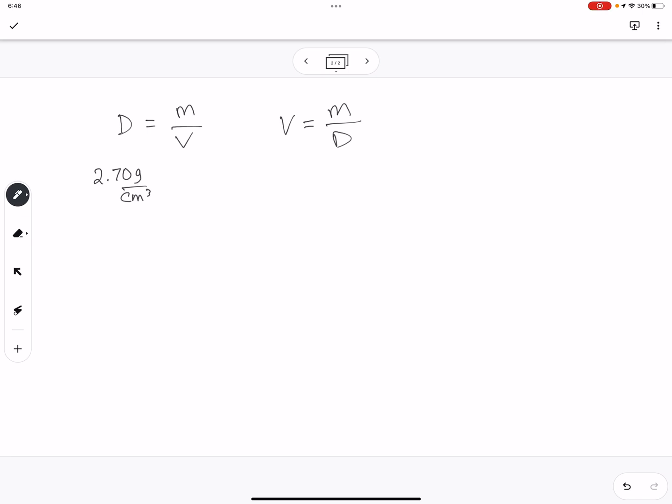Again, we already know the mass, right? So you're going to have mass, whatever you measured in grams, right? And then you're going to have density, which is 2.70 grams over cubic centimeter. Now, if you have a denominator in a denominator, that goes back up in the numerator. So this is going to be equal to mass over 2.70, right? And the grams cancel out, and then it's going to be cubic centimeters, right?